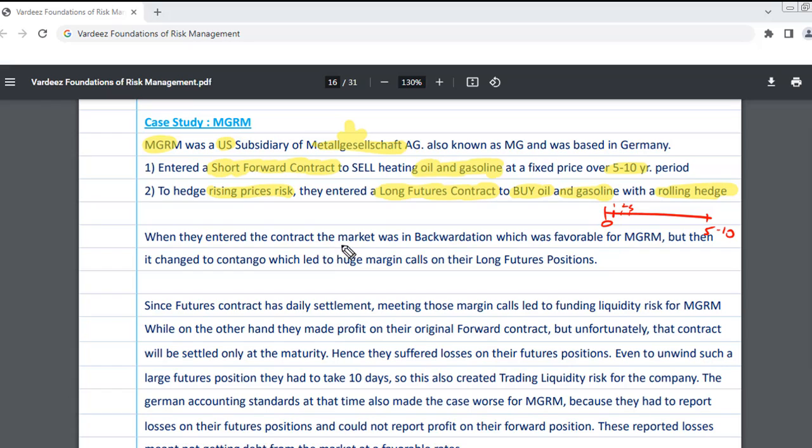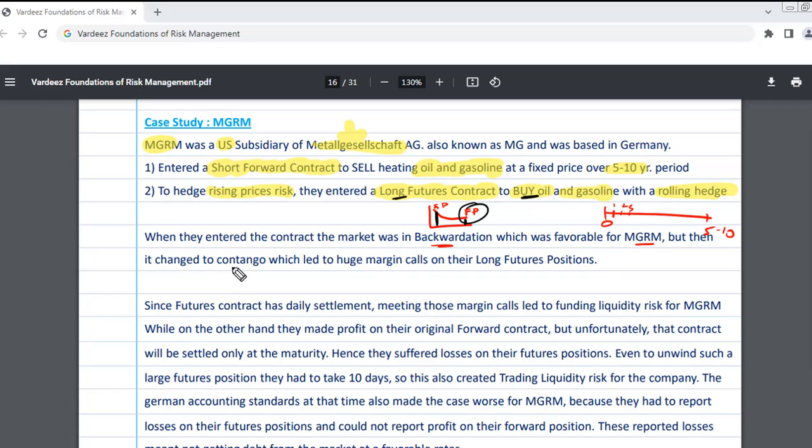Now, when they entered the contract, the market was in backwardation. Remember, I told you this is the futures price and this is the spot price. So spot prices are higher, futures prices are lower, which was favorable for MGRM. Now, how is it favorable? Because if you think about it, they are buying at the futures price, which is lower, and they will sell at the spot price, which is higher. So definitely it's a win-win situation for MGRM.